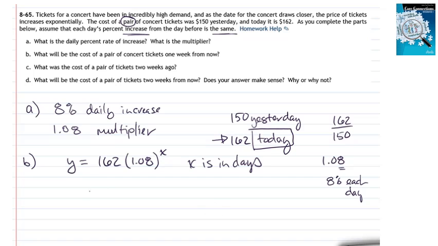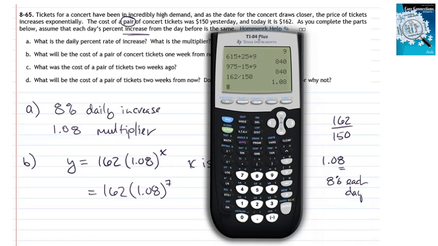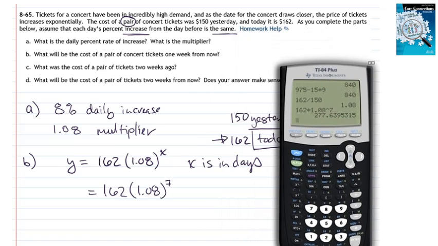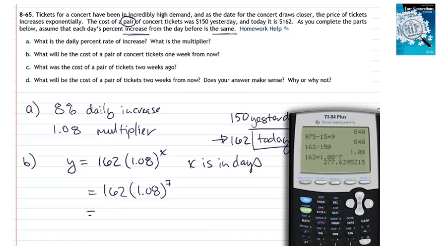So that should equal 162 times 1.08 raised to the 7th power. Okay, so let's try that. $162 times 1.08 raised to the 7th power. And I get $277.64. All right. Today I could have got them for 162.